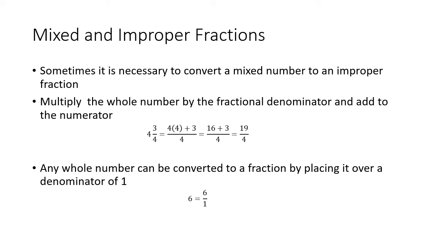To convert the mixed number 4 3/4 to the improper fraction 19/4, let's follow those simple steps. We take our whole number of 4 and multiply it by the fractional denominator of 4. So 4 times 4 is 16, and then adding the numerator, 16 plus 3 is 19. 19/4 is the conversion. Any whole number can be converted to a fraction by placing it over a denominator of 1. For example, 6 is equal to 6/1.